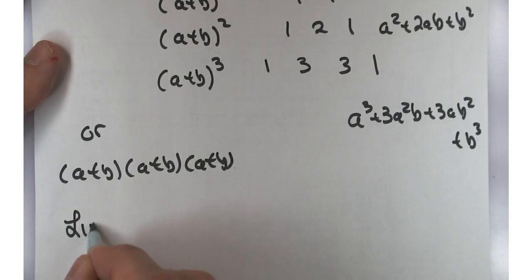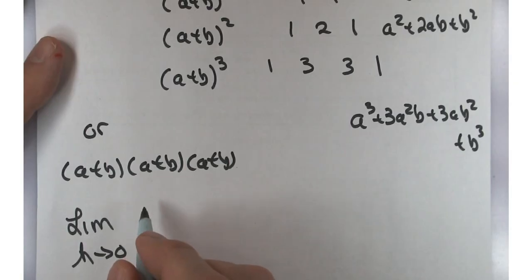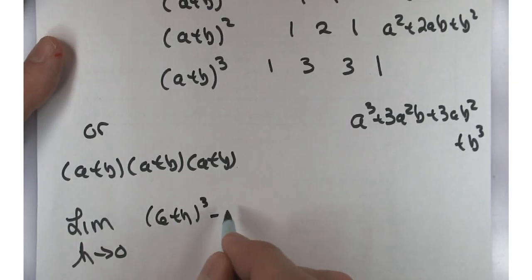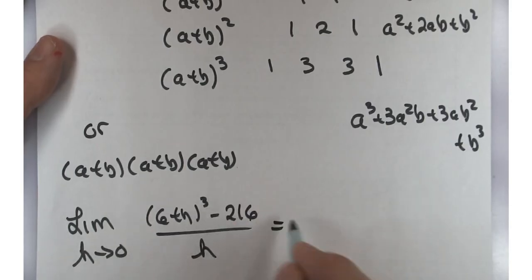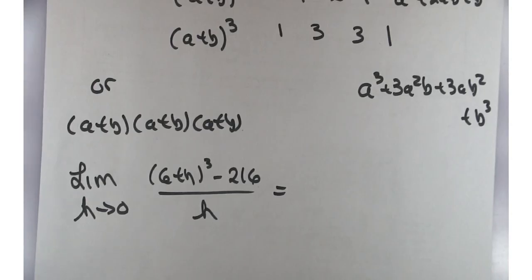The limit as h approaches 0 of 6 plus h cubed minus 216 over h. Laura, what's a good place to start? In any limit problem, not just this one. Plug it in. Well done.